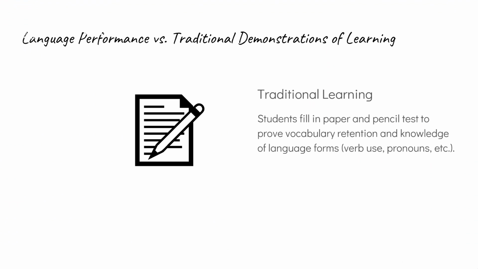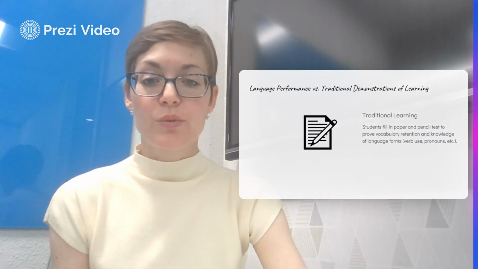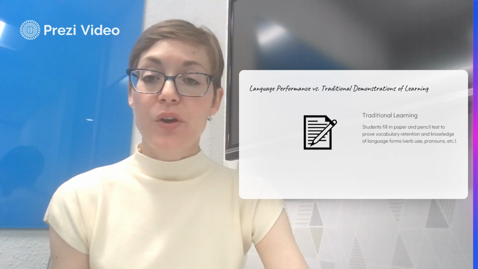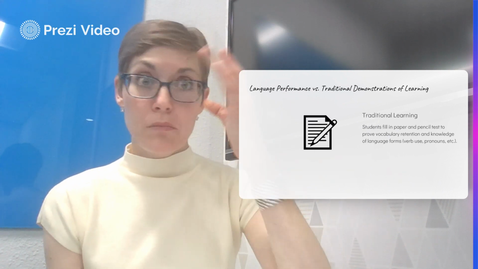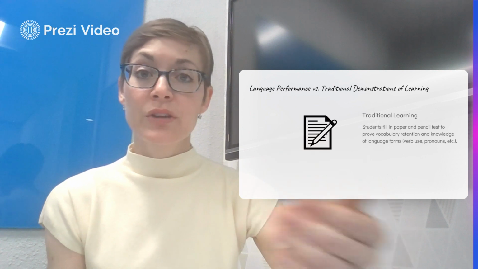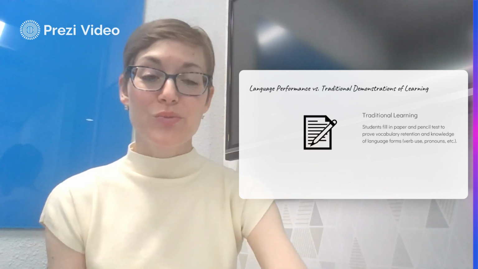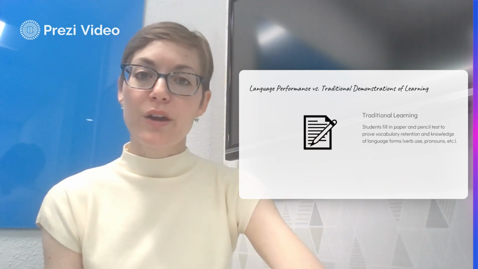Great. All right, so that was an example of a student language performance. Now, if we look at a traditional demonstration of learning, then we see that, as mentioned before, students are probably going to fill in a paper pencil test, maybe multiple choice, fill in the blank, to show that they have vocabulary retention and that they can manipulate certain language forms. So, in which of the two examples is the student actually learning to communicate? The first one with language performance. And that's what we want to go for.